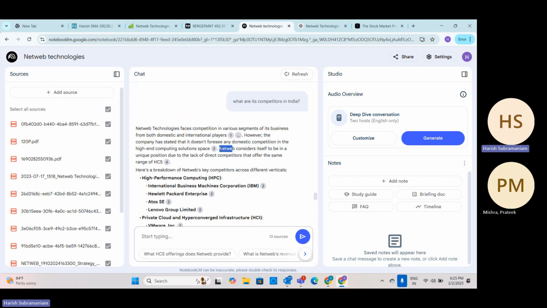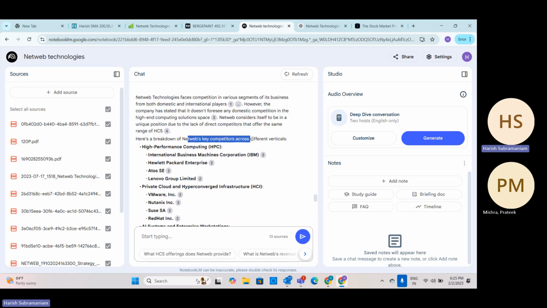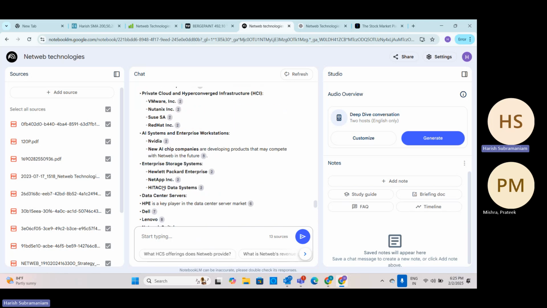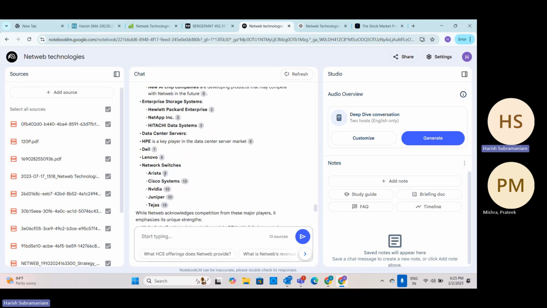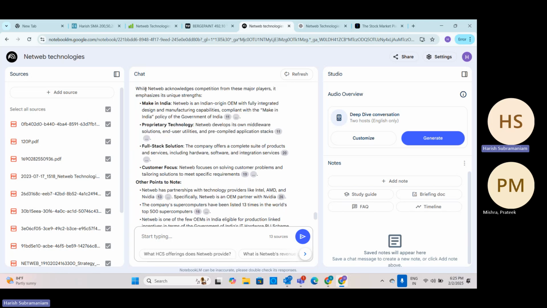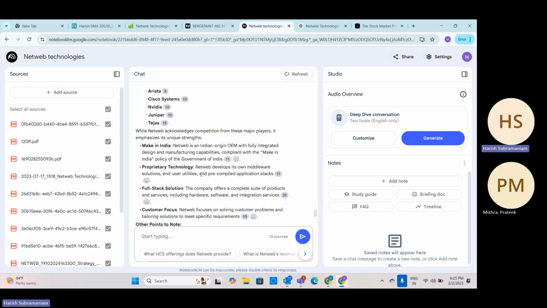It considers itself to be in a unique position due to the lack of direct competitors that offer the same range. So this is again a very big positive for the company. And then key competitors across different verticals. There are different competitors, and most of these, as you can see, are largely international players, NVIDIA and so on. A lot of international players, not many Indian players, right? While Netweb acknowledges competition, it emphasizes its unique strengths.